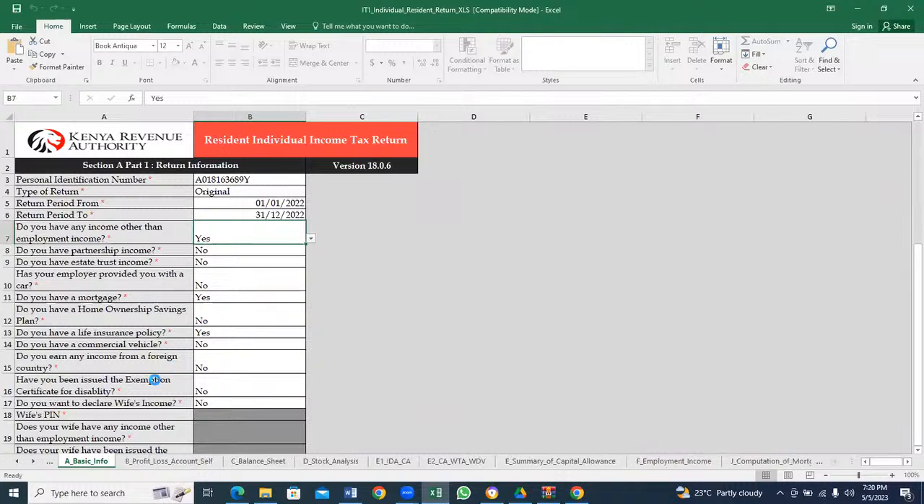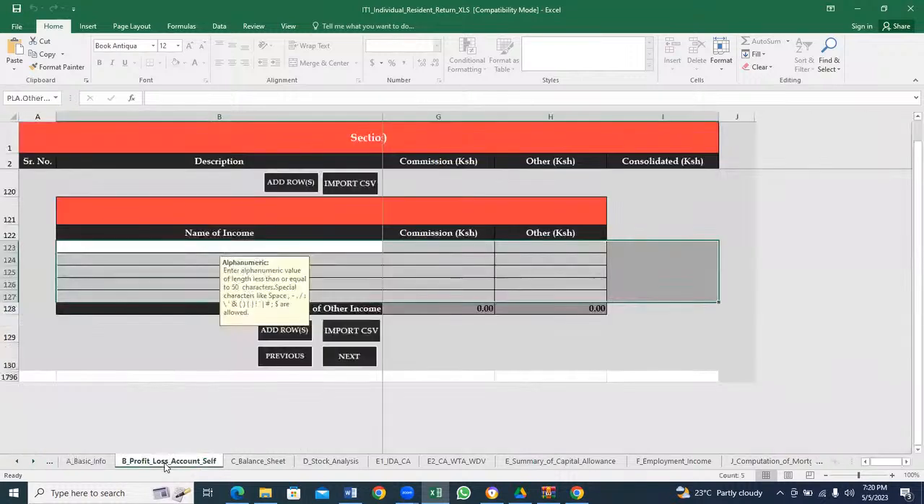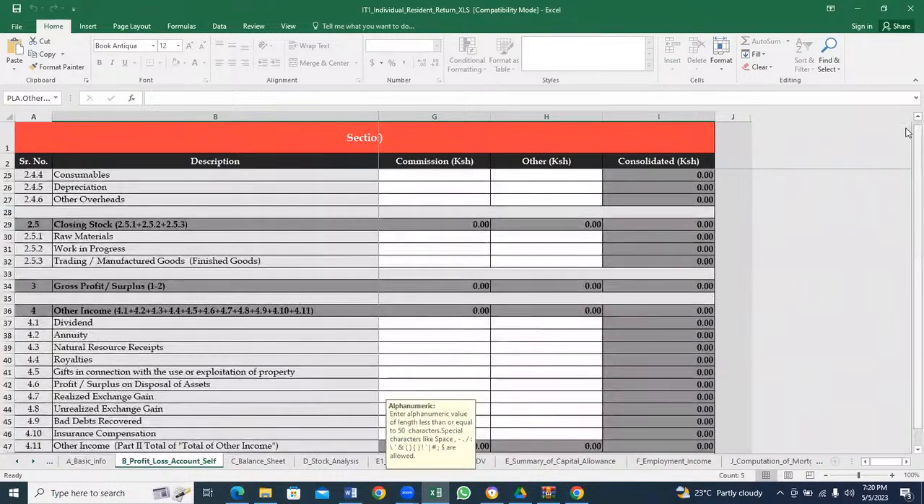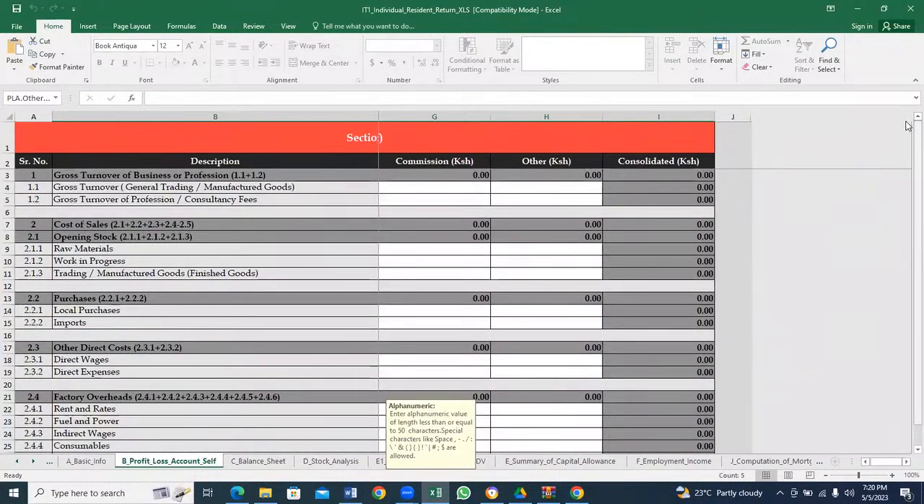Now, when you click yes, you can see there are additional sheets. Hata zimekuwa mingi. Your main interest in these sheets ni P&L. So in the P&L, you will simply be able to declare the income, the income which is now from consultancy.